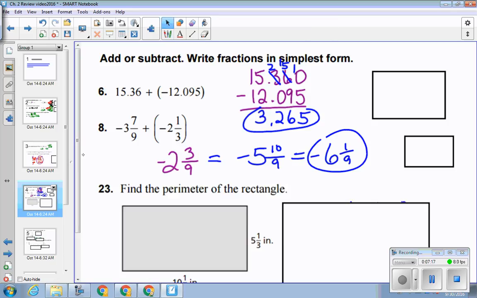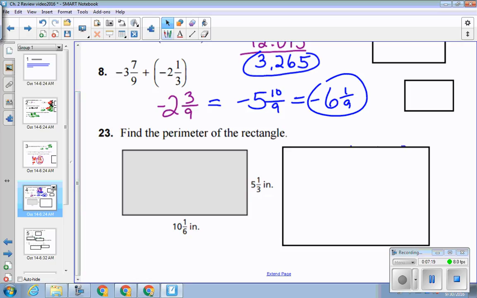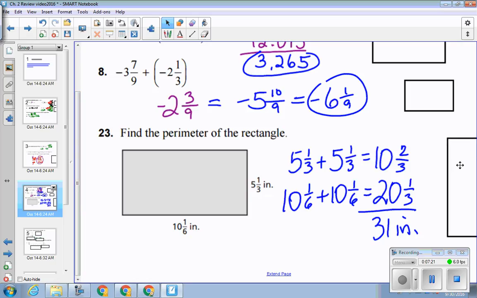Okay, let's find the perimeter of the rectangle. And we're adding all four sides together, kind of showing it to you so I don't run out of time. We added our two widths together, we get 10 and 2/3, and our two lengths together, we get 20 and 1/3. Add them up and they come to 31 inches.